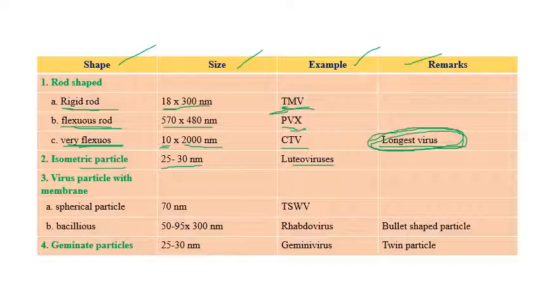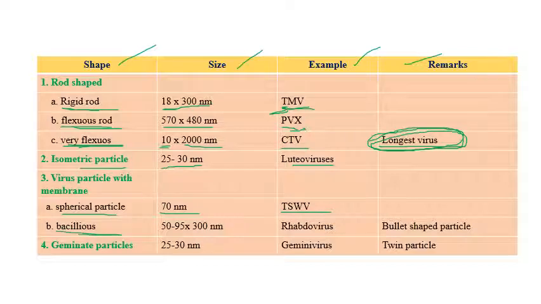Then a virus particle with a membrane, a spherical particle with size ranging from 70 nanometers in diameter. The example is TSWV, tomato spotted wilt virus. Tomato spotted wilt virus is a spherical particle with a membrane, with size of about 70 nanometers. This is the best example of a spherical particle virus.